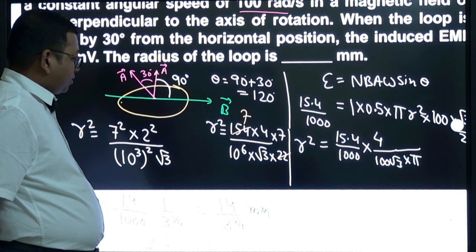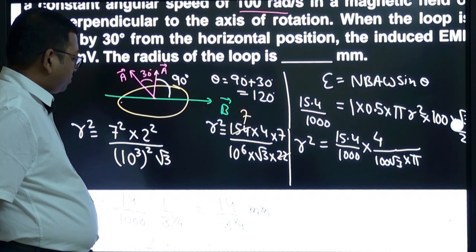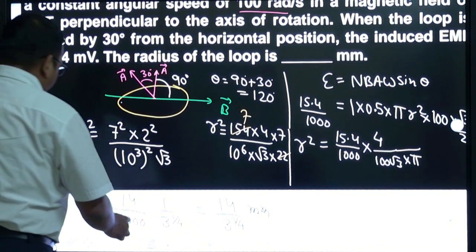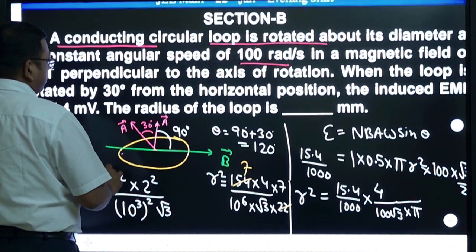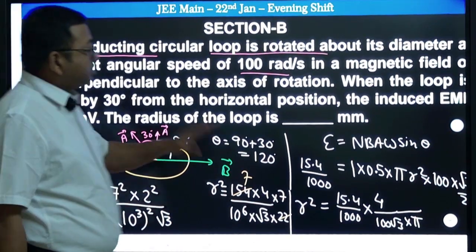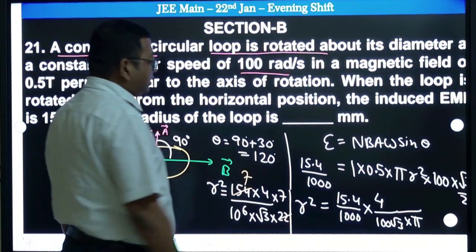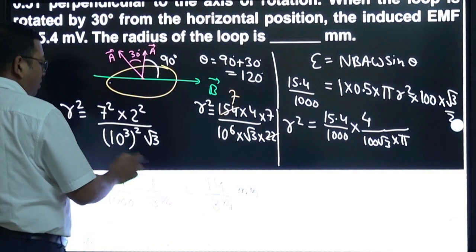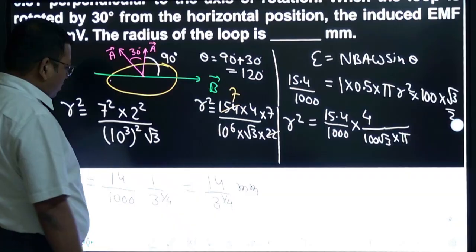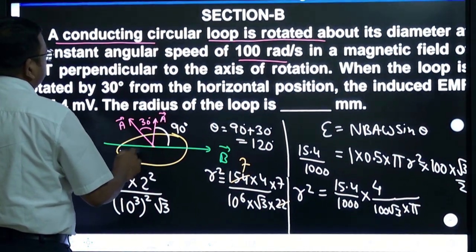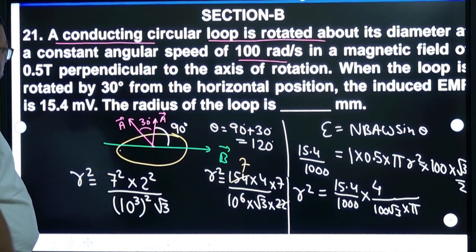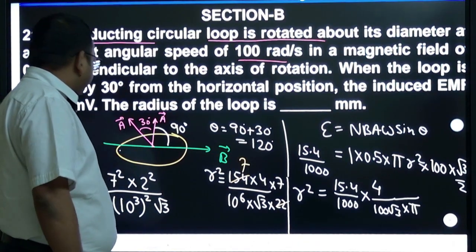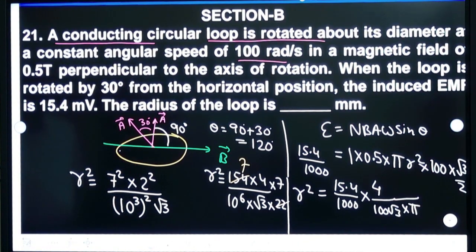What can we write? This calculation is not coming correct, because according to the formula that we have to use, it is not sine 30 degree. If it is sine 30 degree, then this root 3 factor will not come. If root 3 factor is not coming, then we will get 14, correct? So we need to consider the angle between the area vector and the magnetic field, correct?